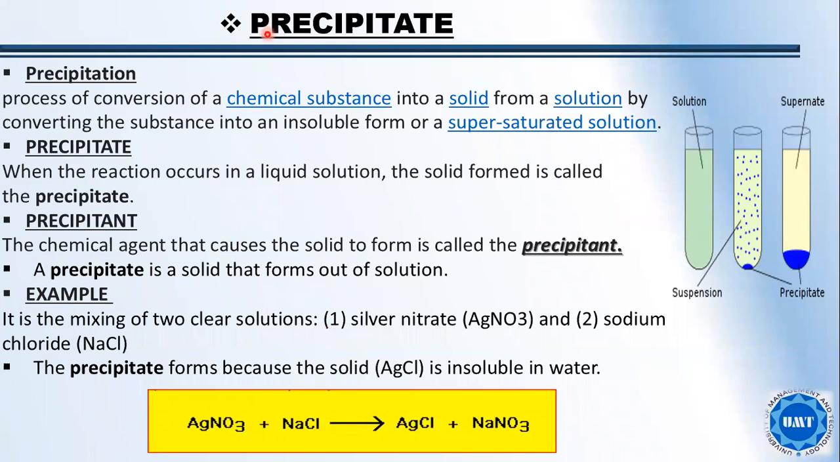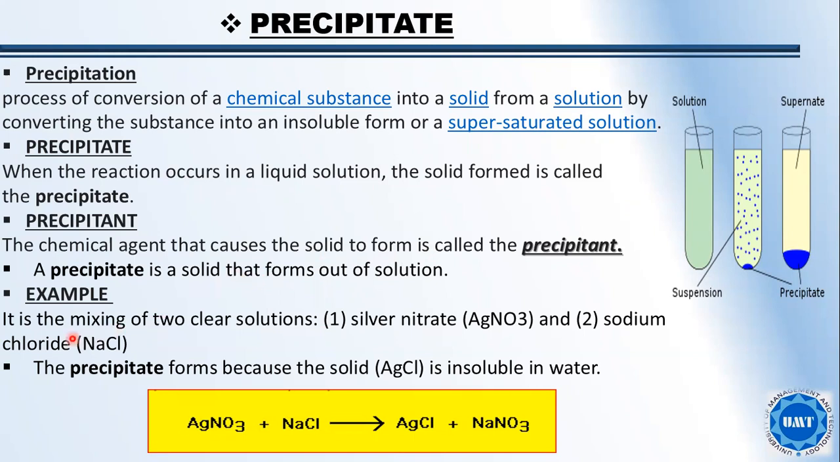Before moving toward the organic precipitate, we should know what a precipitate is. Precipitation is the process of conversion of a chemical substance into solid form from the solution, by converting the substance into an insoluble form or a supersaturated solution. When a reaction occurs in a solution and a solid forms, that solid is called a precipitate, and the chemical agent which causes the solid to form is known as the precipitant.